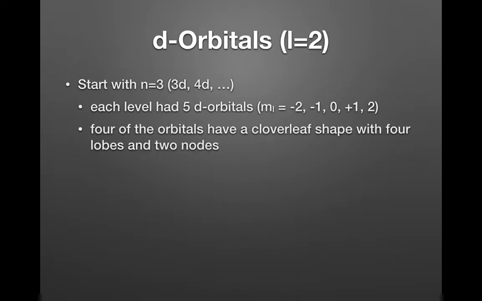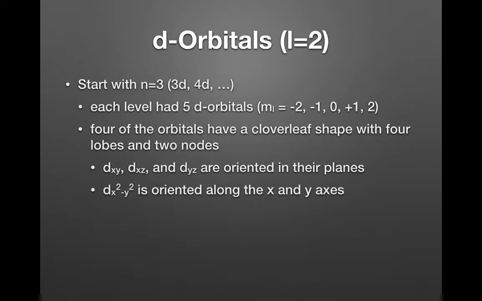So 4 of the orbitals have a similar shape, and they have a cloverleaf shape that has 4 lobes and 2 planar nodes that go between the lobes. And 3 of them are in planes between the axes, and these are the dxy, the dxz, and the dyz. So those are oriented in the planes bearing the letters of their name. And then the dx squared minus y squared is oriented directly along the x and y axes.